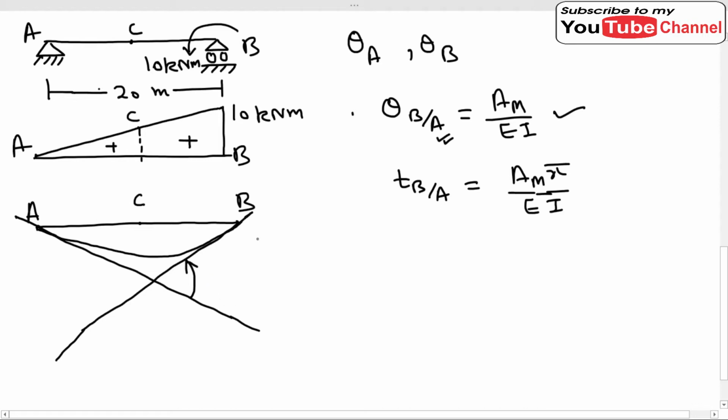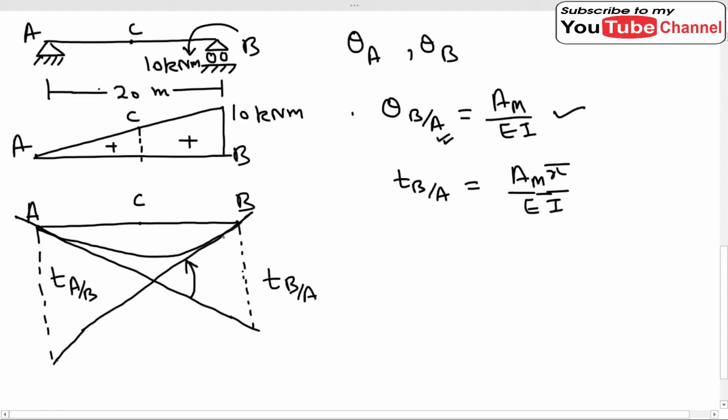Here we will use a simple trick. If we measure this, what is this? This is t B over A, the tangential deviation of point B with respect to the tangent drawn at A. And what is this? This is t A over B. It is the tangential deviation of A with respect to the tangent drawn at B.